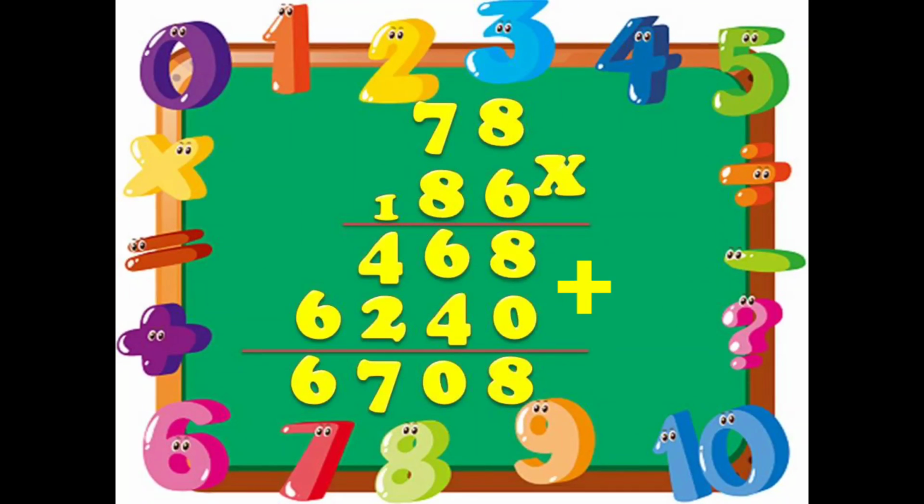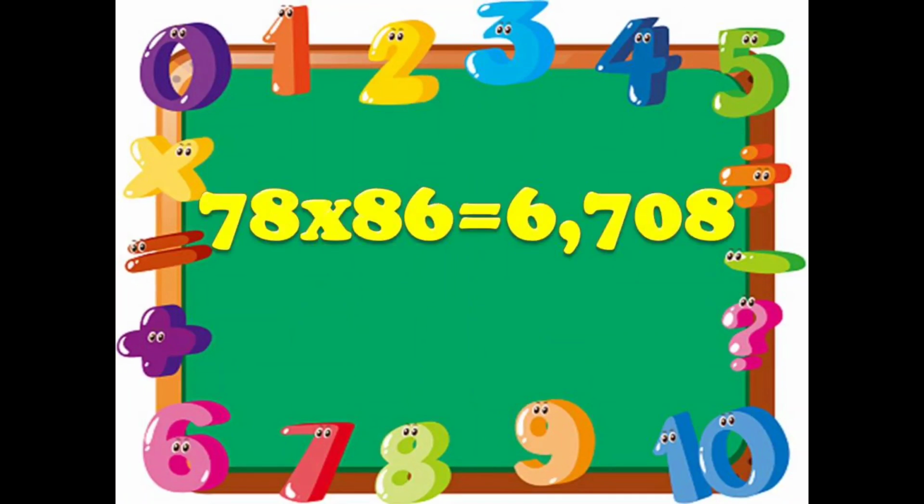Step 3, add the products all together. So 8 plus 0 is equal to 8. 6 plus 4 is equal to 10. And then we write 1 on top of 4. And then 1 plus 4 is equal to 5. 5 plus 2 is equal to 7. And bring down 6. So the answer is 6,708. So 78 times 86 is equal to 6,708.